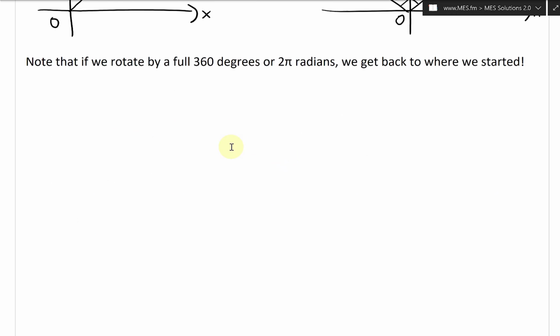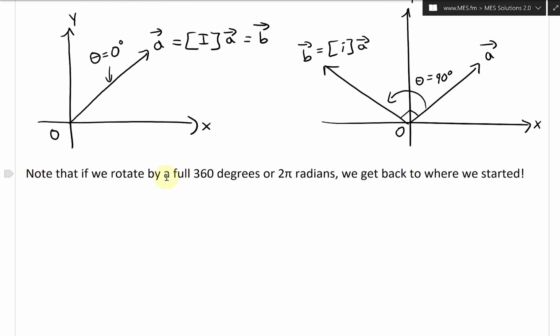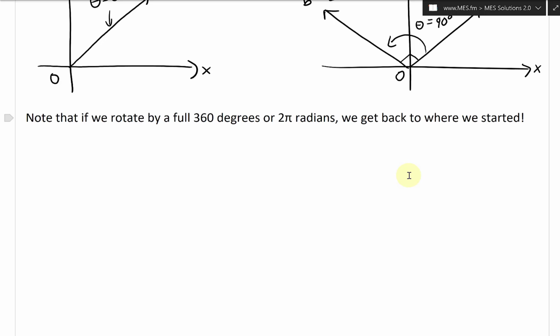All right, so now that we have this, let's go further. Note that if we rotate by a full 360 degrees, or 2 pi radians, we get back to where we started. So let's illustrate that.